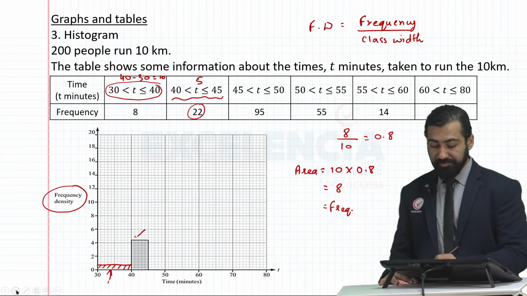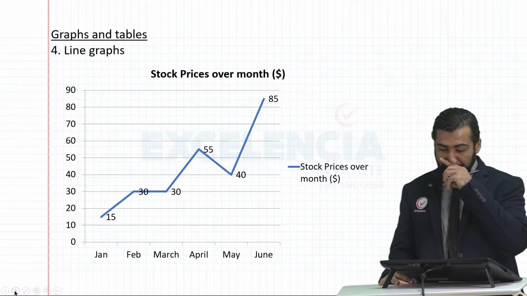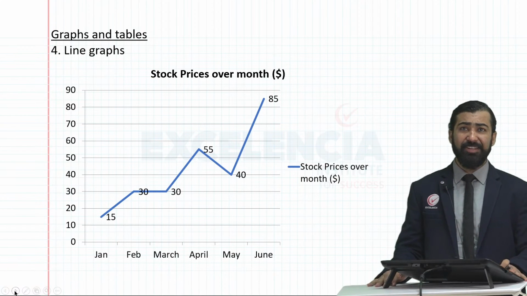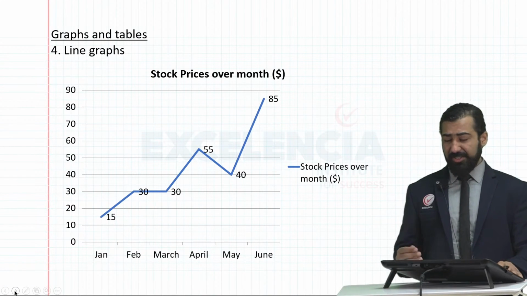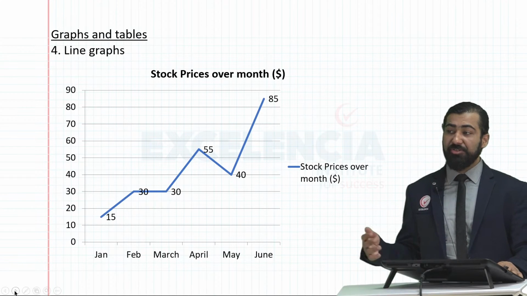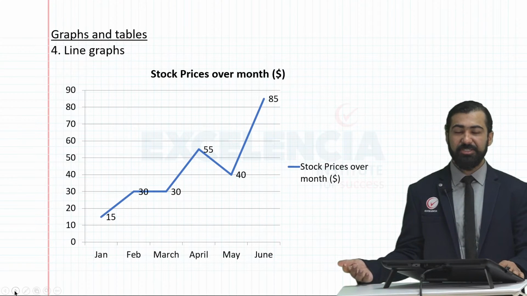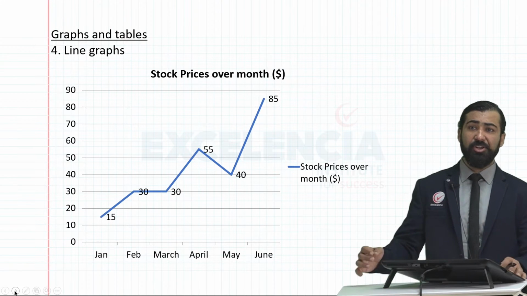All right, then moving on. Next is our line graphs. Line graphs are used whenever we want to see an increase or decrease of a particular commodity over the years or over the months. We draw line diagrams.